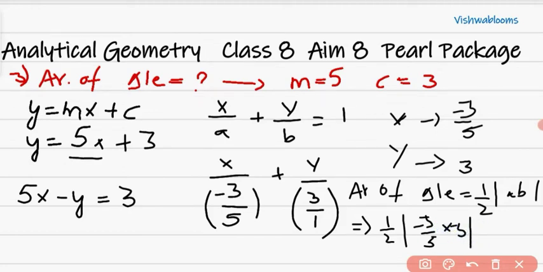Okay, now when you are substituting in this formula, minus 3 into 3 is minus 9, but since it is in the modulus, it will become plus 9, and 2 fives are 10. So the answer is 9 by 10 square units. As it is area, we use square units, option A.